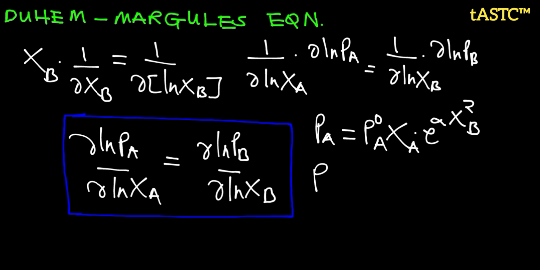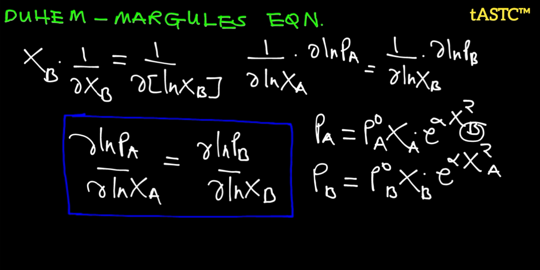Now, if you wanted to find it for B, that is the second component, then you would have something like this. This would be the partial pressure for the pure component in the second case. So we should have a B here. And this will be multiplied by exponential alpha x raised to the power of 2 sub A. So notice there is a B here whilst there is an A here. And on the other side there is an A whilst there are B's on this side.